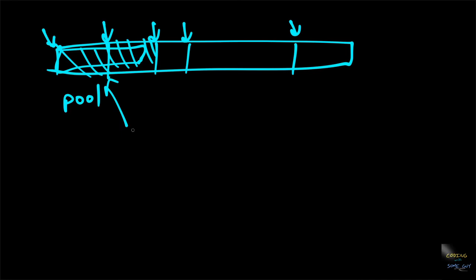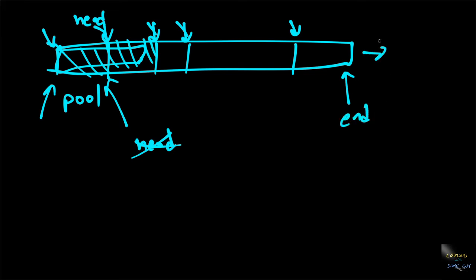We need to know where the head is. I guess we could refer to this as the head, which is where the next allocation is going to come from. This is sort of the whole chunk, so we can refer to that as the whole pool. And we need to know where it ends, right? So this is the end. After that, we need to return null because otherwise bad things could happen, or we could crash.